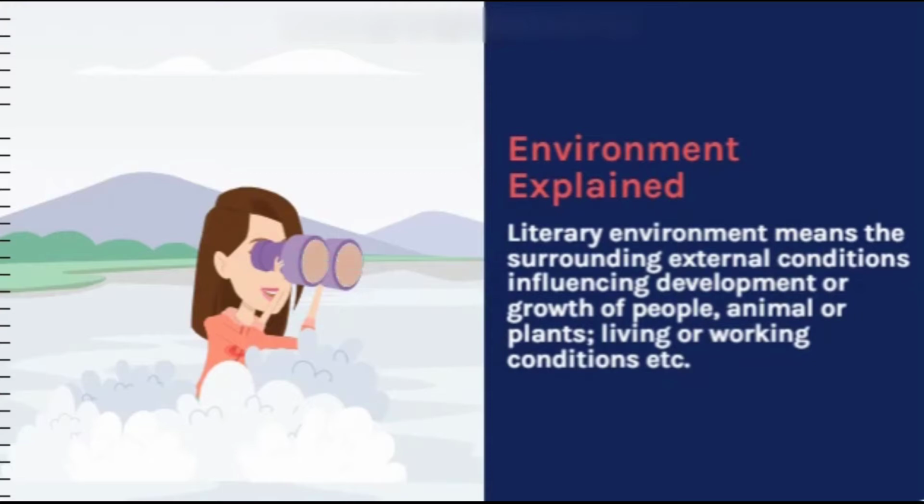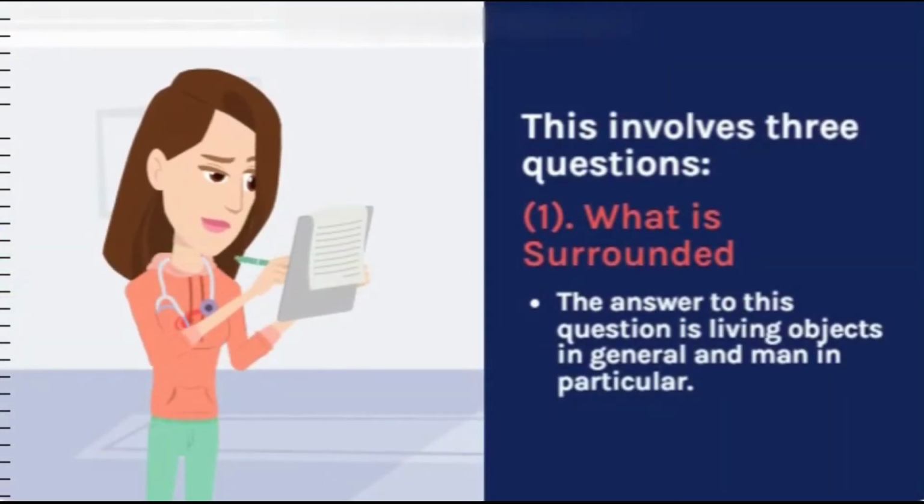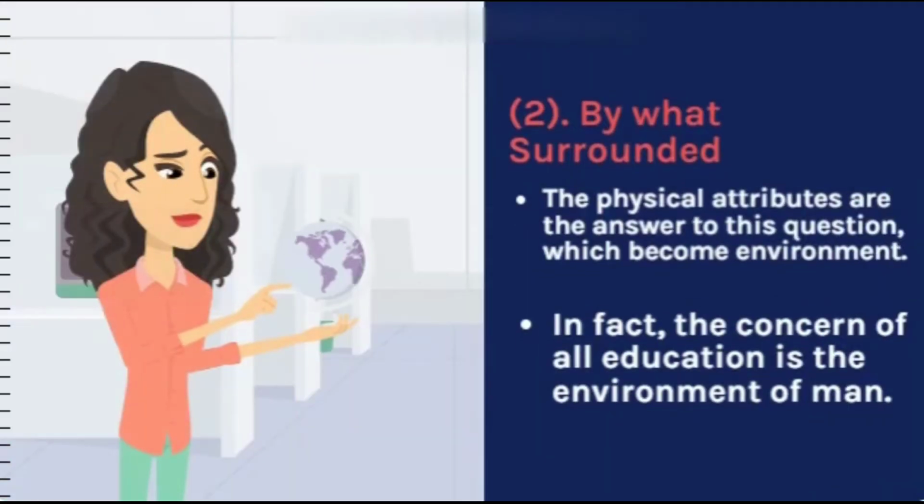Environment explained. Literally, environment means the surrounding external conditions influencing development or growth of people, animals or plants, living or working conditions, etc. This involves three questions. 1. What is surrounded? The answer to this question is living objects in general and man in particular. 2. By what surrounded? The physical attributes are the answer to this question, which become environment.